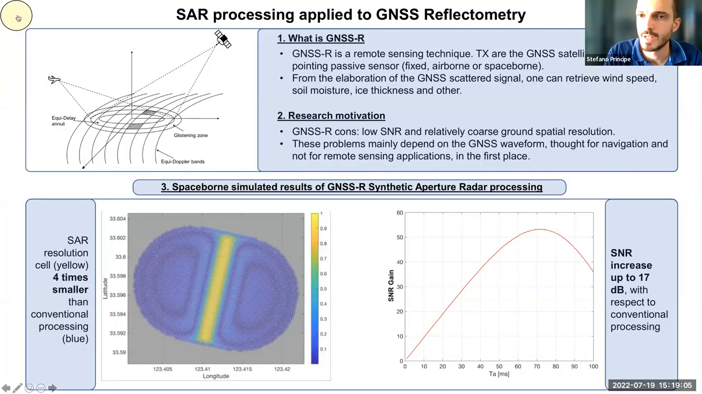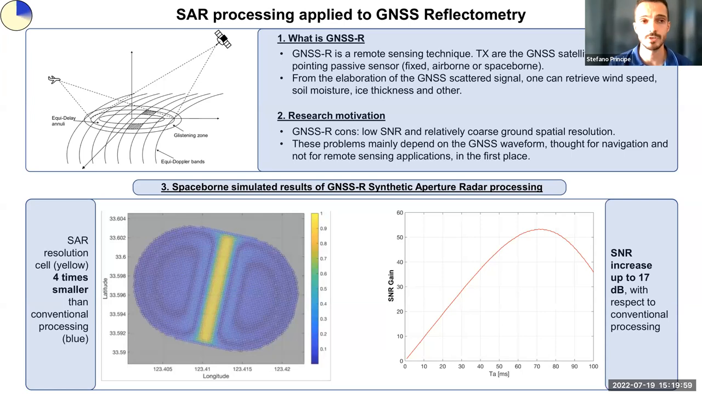Hello, my research topic is global navigation satellite systems reflectometry, also known as GNSSR. GNSSR is a remote sensing technique in which GNSS satellites are used as transmitters of opportunity, while the receiver is a passive sensor, which can be positioned over a fixed, air, or spaceborne platform. The receiver is able to collect the GNSS signals scattered off a geophysical surface, such as the ocean or land or sea ice. And after a proper processing, it is possible to retrieve some important parameters, for example, soil moisture, sea ice thickness and extension, or wind speed.